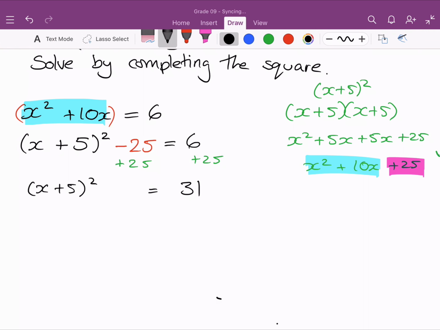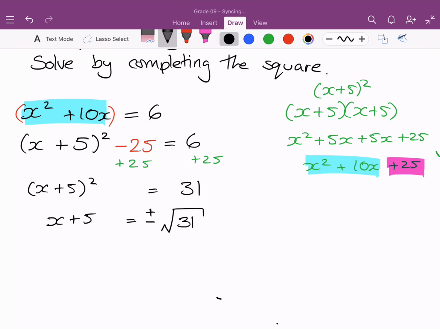Now we can take the square root of both sides. So we can say x plus 5 is equal to, I always like to write the square root like this first without putting the line across it until we've done there. Now remember, when we square root a number, we get a positive and a negative answer. So we can have plus minus, okay?